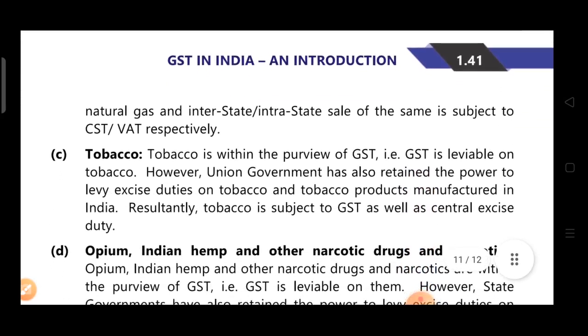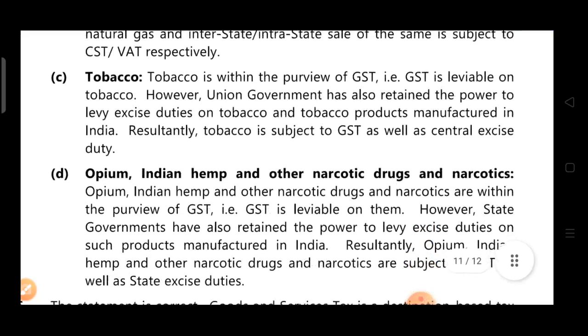Now the third case is tobacco. Tobacco is within the purview of GST. That is, GST is leviable on tobacco, but the Union government has also retained the power to levy excise duty on tobacco and tobacco products manufactured in India. So resultantly, tobacco is subjected to GST as well as central excise duty. Okay, both GST and central excise duty are imposed on tobacco at present.